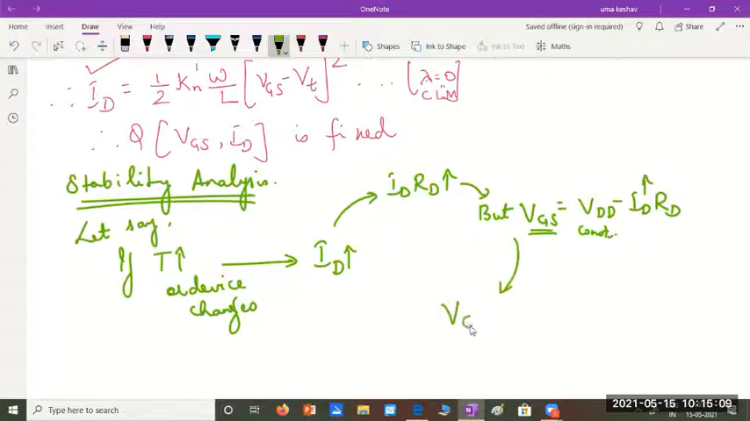VGS should decrease to maintain this constant voltage. So since VGS plus ID RD is a constant, can I write it like this? If I should have the sum of two values remain a constant, that is possible only when one of the values increases, the other value should decrease or compensate that increase.